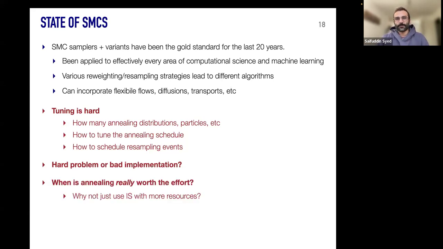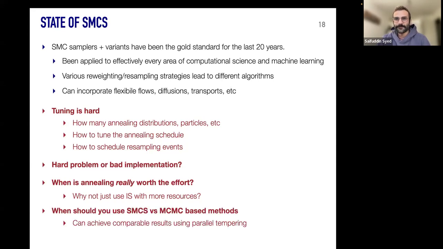Another more meta question is, why bother doing this annealing at all? There are competing resources at play. By adding in these additional distributions, I'm using resources that I could have been using to simulate more particles, and just maybe running importance sampling without all this fancy annealing stuff in between, running it for much, much longer, and generating many more particles. I'll talk a little bit later today about why annealing itself is actually fundamental. Going directly from the reference to the target is fundamentally different from targeting a path itself.